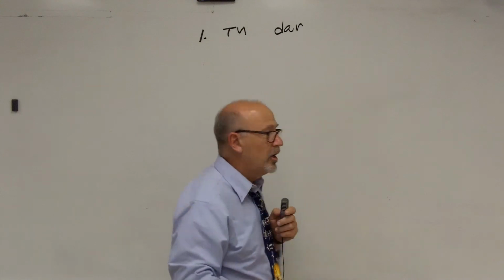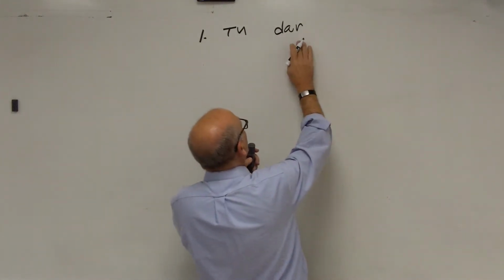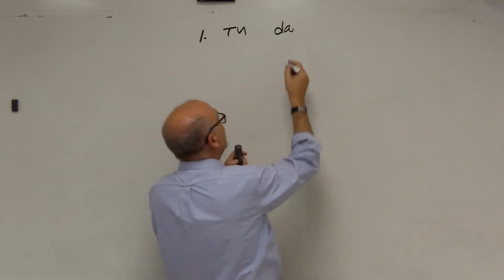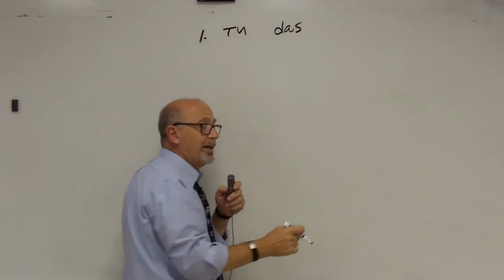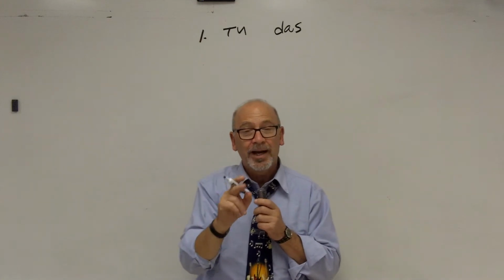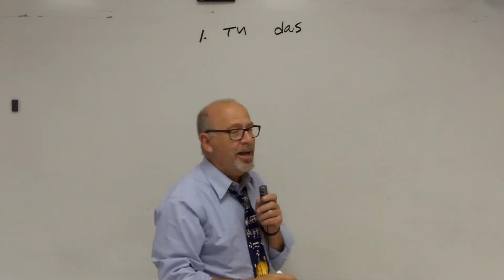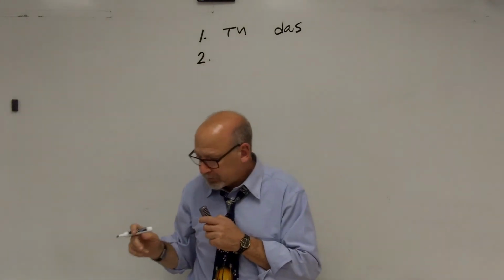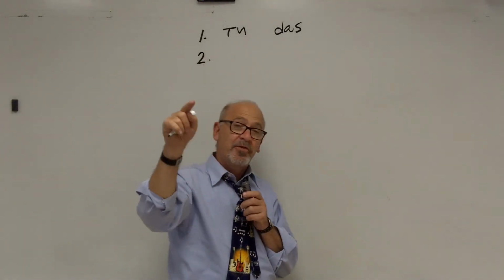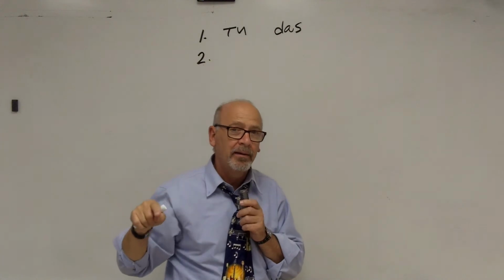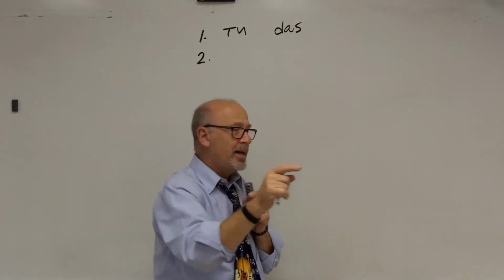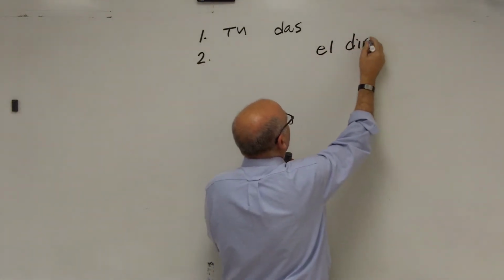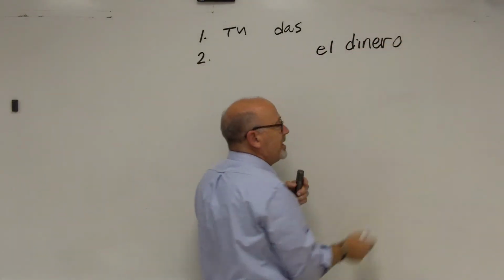Okay, you're back. Here we go. Now, D-A-R, it's an A-R verb. Not 'I give,' but 'you give.' The ending is 'tú das.' It's a regular verb in the tú form, tú das. You give. Very good. Now, we're going to take this and expand it. Now you're going to say 'you give the money.' Add the money, and the money is el dinero.